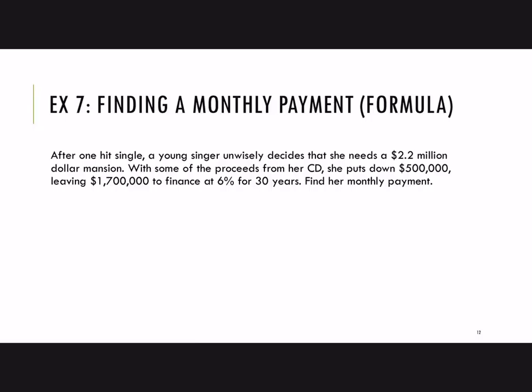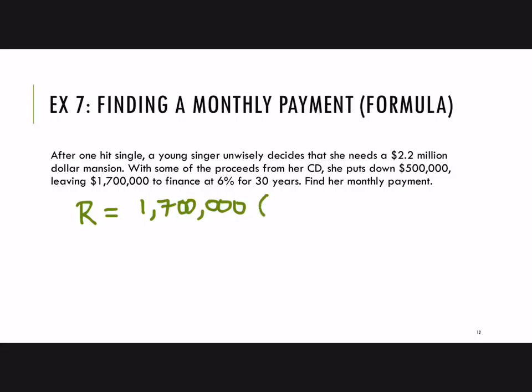Okay, so substituting into the formula, R is the monthly payment. They give us the principal here because we know what she put down and we know what's left. So the $1.7 million is the principal. And I think I'll write this out the way you would do this in a calculator.